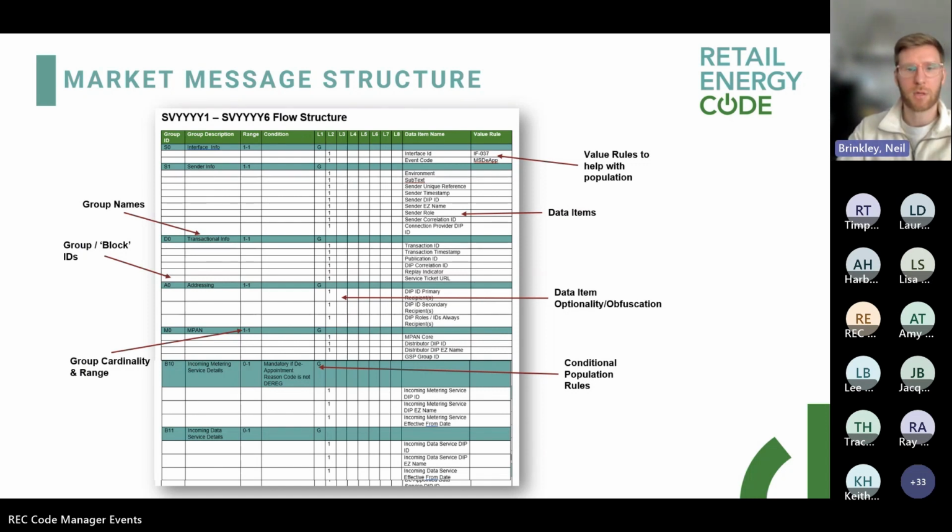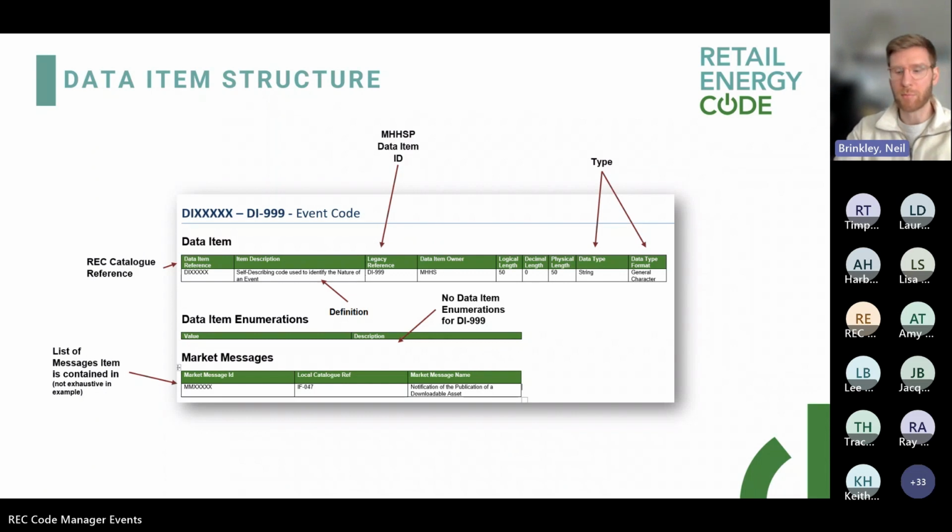So if we could just jump forward then. And then this is how we're proposing to hold the data item information. So again, very familiar to the current format. Starting on the left then is the overarching REC catalog reference. Because we've got multiple local catalogs within the data specification, we need to have a global ID. So this will just be assigned the same as all the other global REC items. The item description or definition, just to say what the item is for.